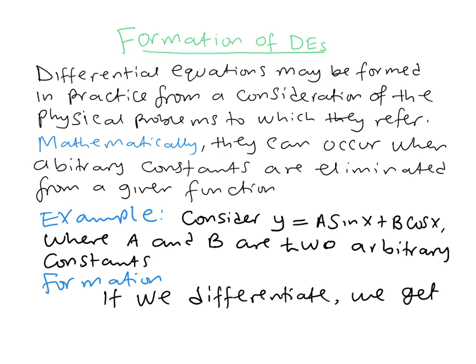So here, if we differentiate, we get dy by dx equals a cosine of x minus b sine of x. The reason is when we differentiate sine, we get cosine, but when we differentiate cosine, we get negative sine. So the first derived function is dy dx is equal to a cos x minus b sine x. Okay.